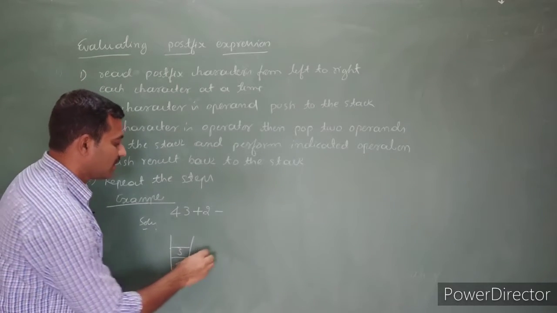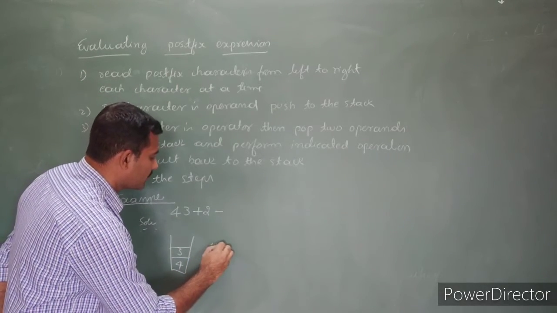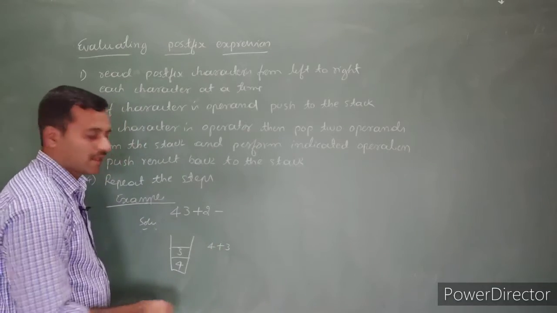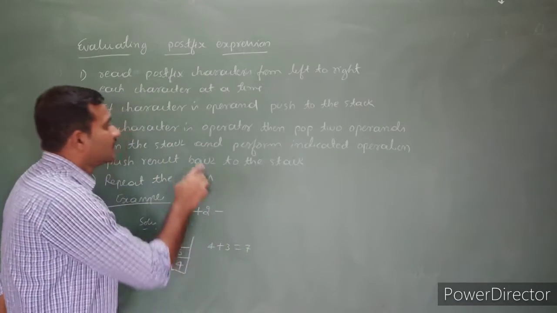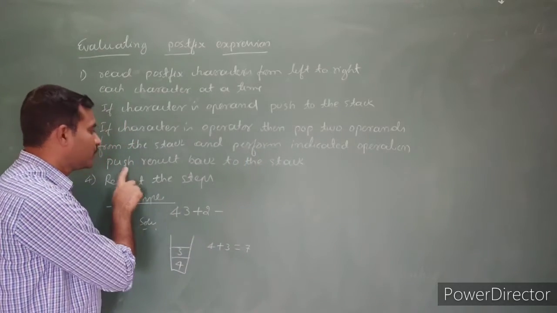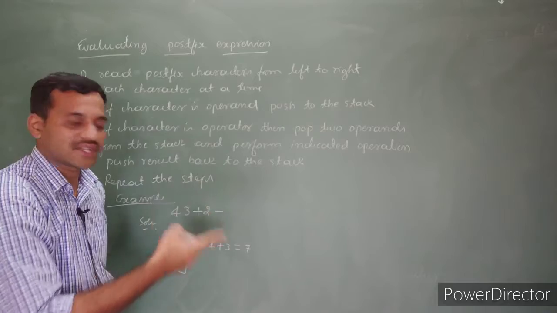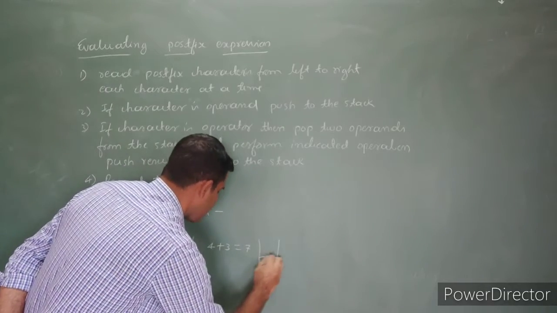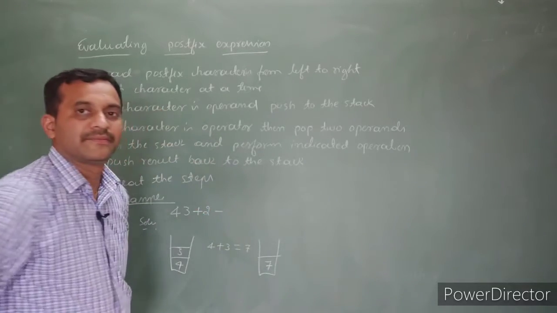So here 3, that is 4 plus 3, that is 7, and perform the indicated operation. Here is an addition operation. Push the result back to the stack. So the stack now has only 7.